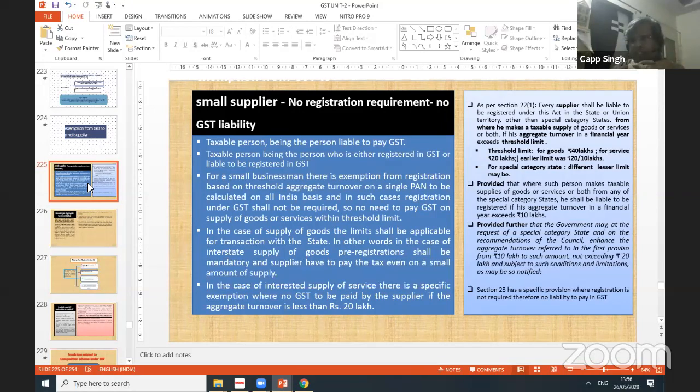All these will be clubbed, and the amount will be considered as aggregate turnover. So it is being revised. At present the threshold limit is 40 lakh for supply of goods and 20 lakh for supply of services. For special category states, the limit is enhanced to 20 lakh for goods, and for services it is still 10 lakh. So you have to note that. This is the exemption to a small supplier I have just discussed.